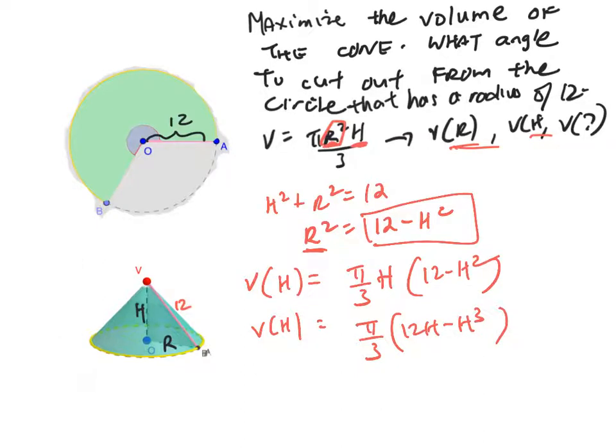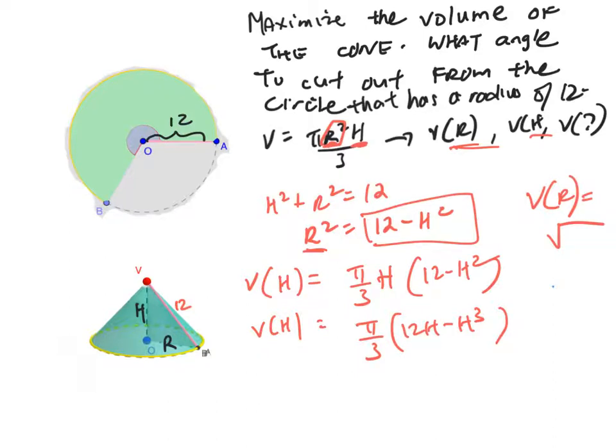Now, miss, can I not express it in terms of v of r? Yes, you can, but you're going to have square roots involved. And that's going to make the derivative a bit more challenging because you're going to be using chain rule and more complicated factoring to solve for the zeros.